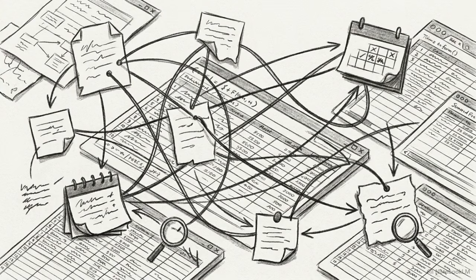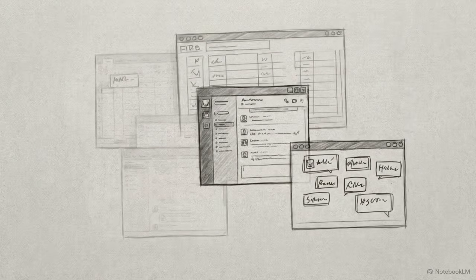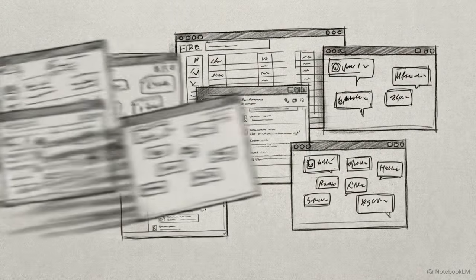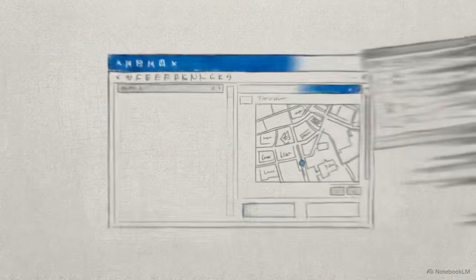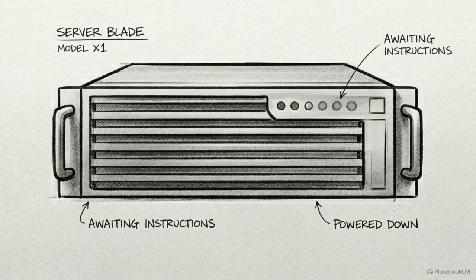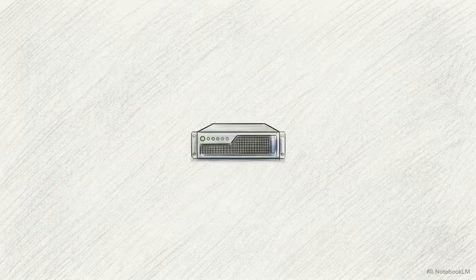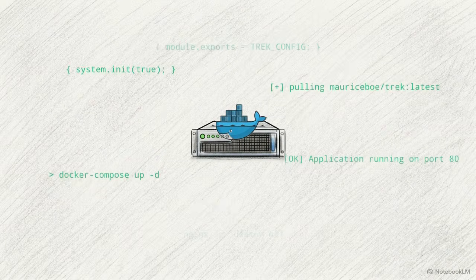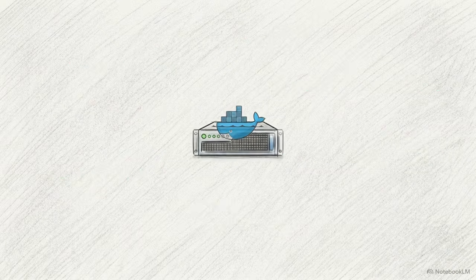Planning a group trip usually involves a fragmented mess of spreadsheets, mapping tabs, and scattered chat threads. Trek resolves this by consolidating those disparate tools into a single operational hub. Our objective is to take a blank server and deploy a production-ready Trek instance using a secure Docker Compose configuration.